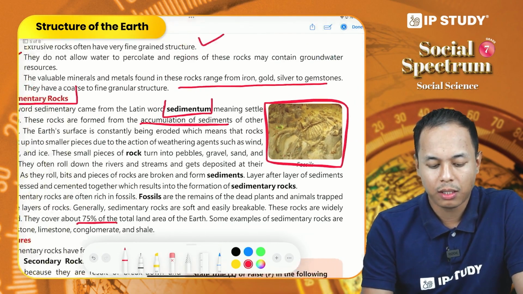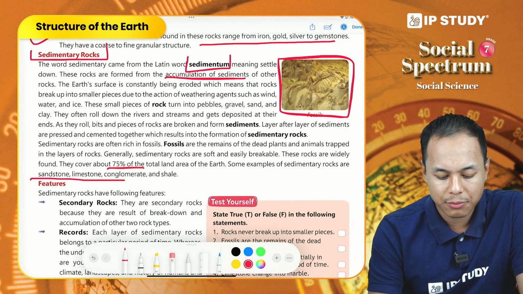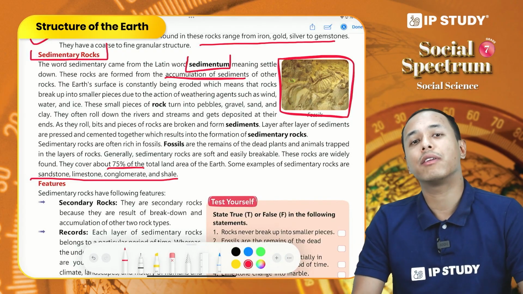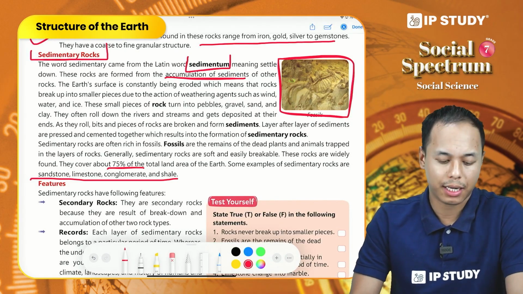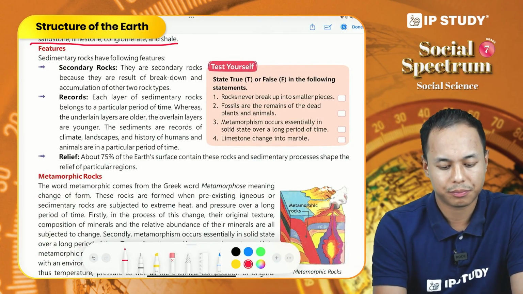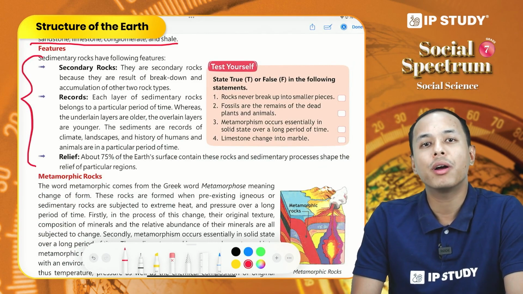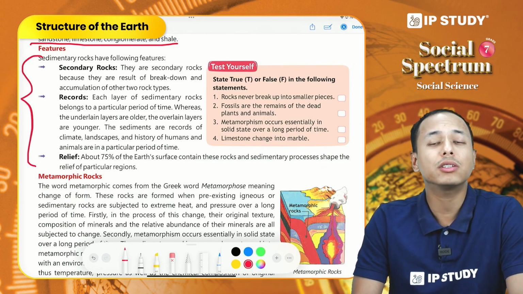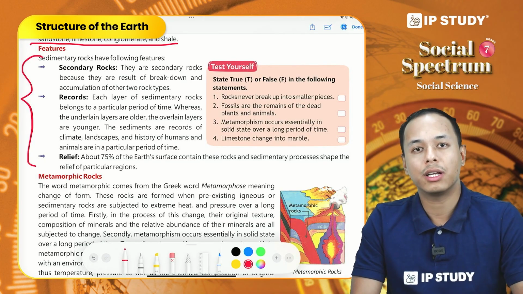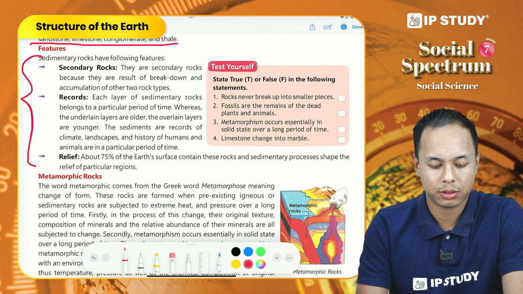Okay. Some examples of sedimentary rocks are sandstone, limestone, conglomerate and shale. If you look at these rocks, they are very soft and they can easily break. Now let us see the features of sedimentary rocks. Sedimentary rocks are secondary rocks because they are formed by the accumulation of sediments of other rocks, right? Either it can be igneous rock that is weathered and its sediments accumulate to form sedimentary rocks.